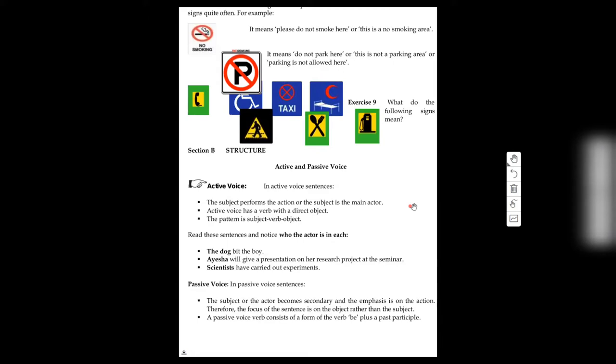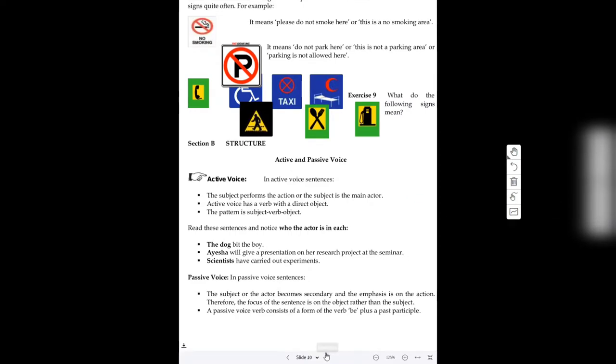But if we talk about passive voice tenses or sentences, the subject or actor becomes secondary and the emphasis is on the action. So the action will become more prominent in the sentence. A passive voice verb consists of a form of the verb be plus the past participle.